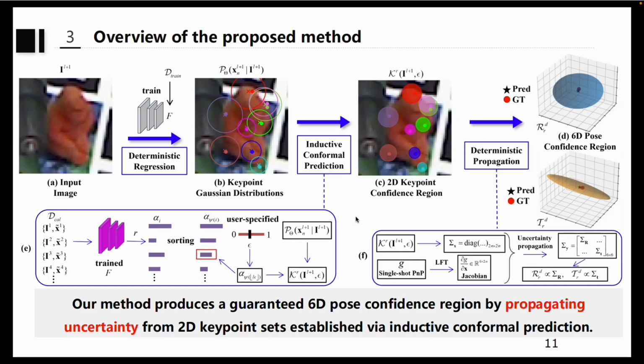Here is the overview of our proposed method. First, we use a deterministic regression network to predict the initial distribution for each key point. Then, we apply inductive conformal prediction to get 2D key point confidence regions. Finally, based on uncertainty propagation, we deterministically propagate these 2D regions to the 6D pose space.